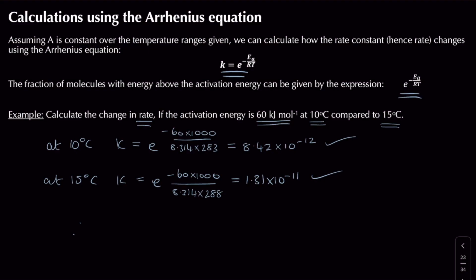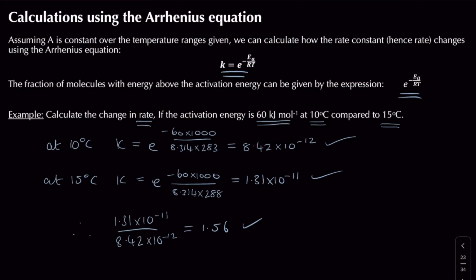Now, of course, what I can actually work out now is how many times increase we've got of our rate constant or our rate of reaction. And so that's going to be, of course, our larger number or our latter number, which is 1.31 times 10 to the power of minus 11, divided by, in this case, 8.42 times 10 to the power of minus 12.